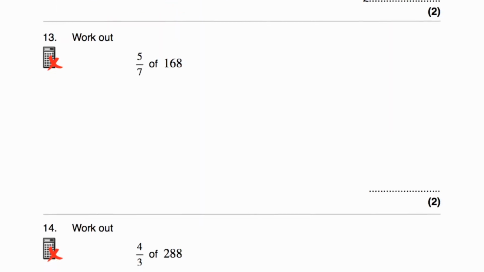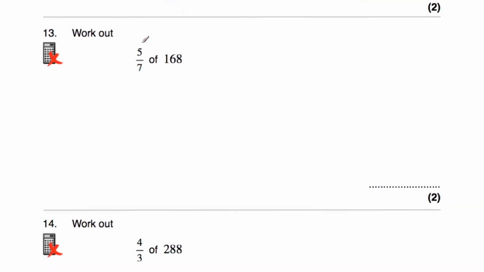Okay, let's have a look at our next question. So question number 13 says, work out 5/7 of 168. So this is a non-calculator question, and to work out 5/7 of a number, we'll divide by 7 and then multiply by 5, dividing by the bottom and multiplying by the top. So 168 divided by 7, let's do that to begin with to work out a 7th of 168.